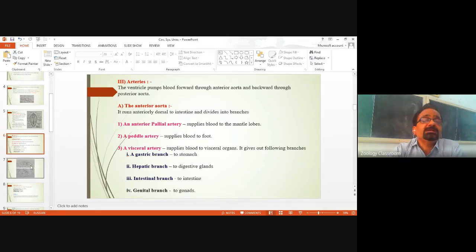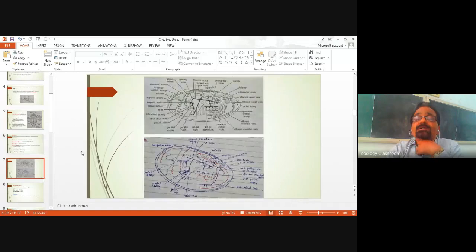Now in this diagram, I will show you, see, this is the location of the anterior aorta. See, this is the anterior aorta, and this is the anterior pallial artery. Likewise, here the posterior aorta is also there, and the posterior pallial artery is also there. But as we are concentrating on the anterior aorta, first of all we will discuss the anterior pallial artery, and it is supplying blood to the anterior mantle lobe.